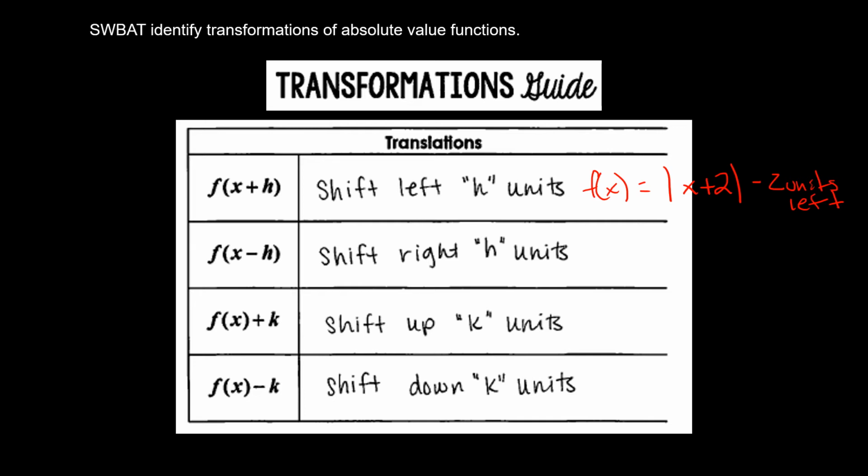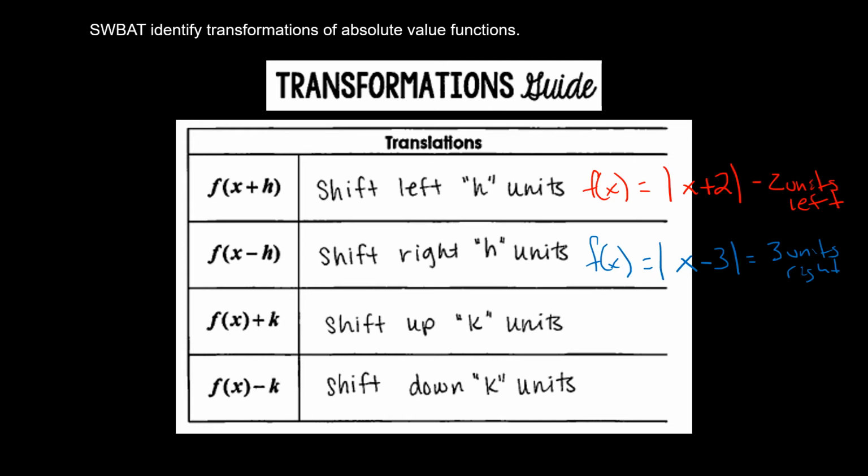Okay, for f of x equals the absolute value of x minus 3, this case would be 3 units to the right. We have a shift of 3 units to the right. Okay, remember it's the opposite of what's happening inside that absolute value. So if it's a plus 3, we go 3 to the left. If it's a minus 3, like we see here, it's 3 units to the right.